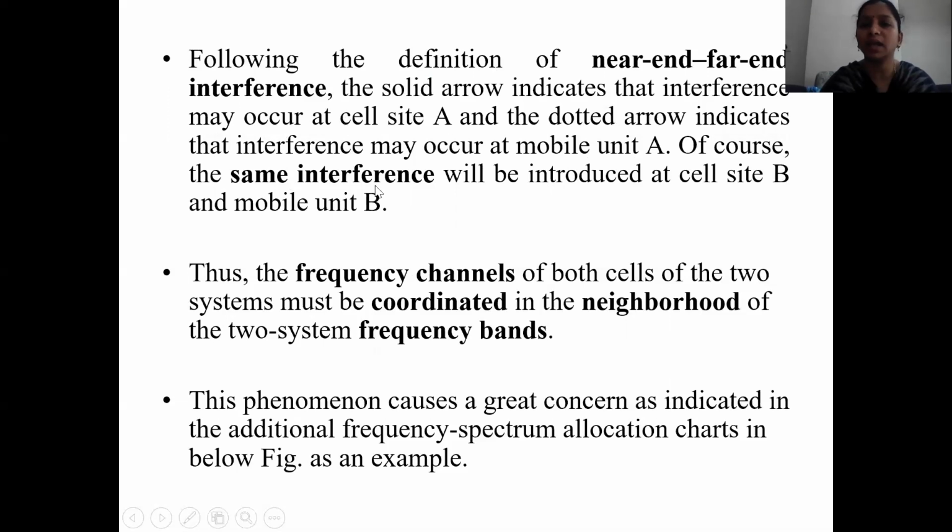Of course, the same interference will be introduced by the cell site B and mobile unit B. Thus, the frequency channels of both cells of the two systems must be coordinated in the neighborhood of the two system frequency bands. There should be proper coordination to avoid this type of interference. This phenomenon causes great concern, as indicated in the additional frequency spectrum allocation charts.